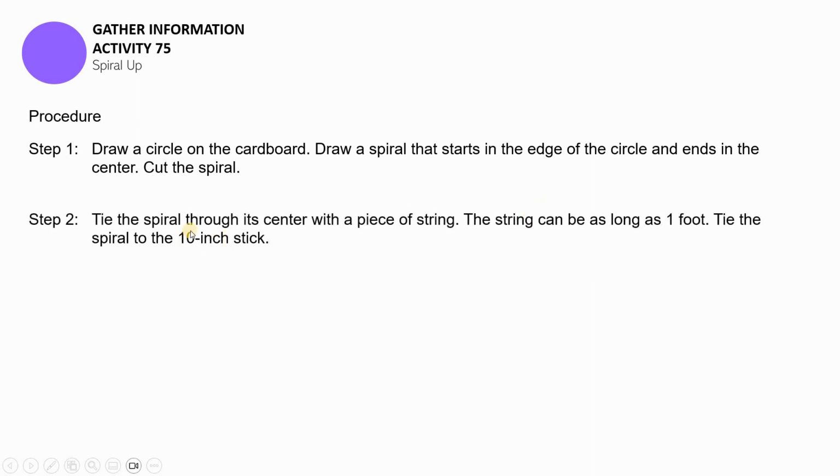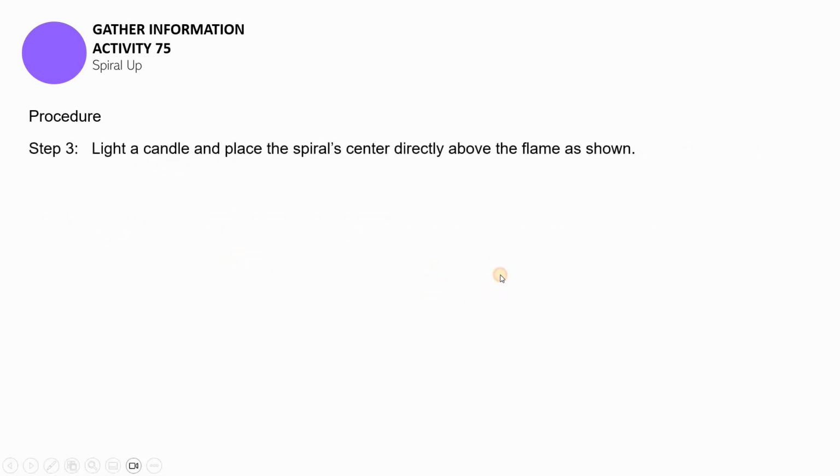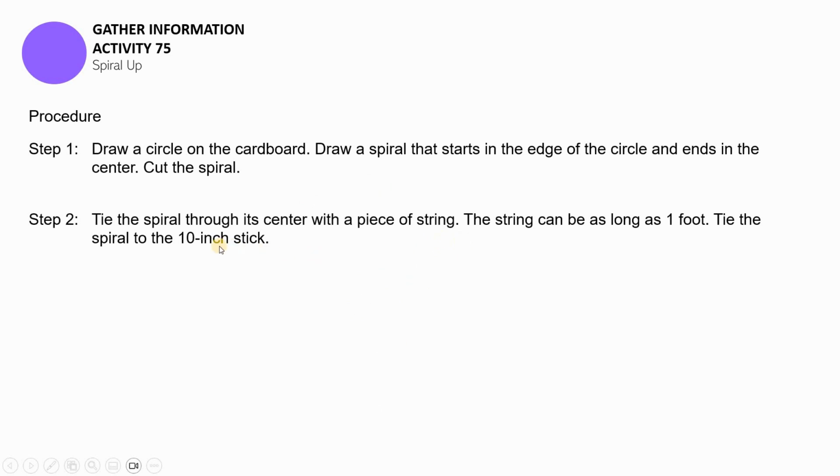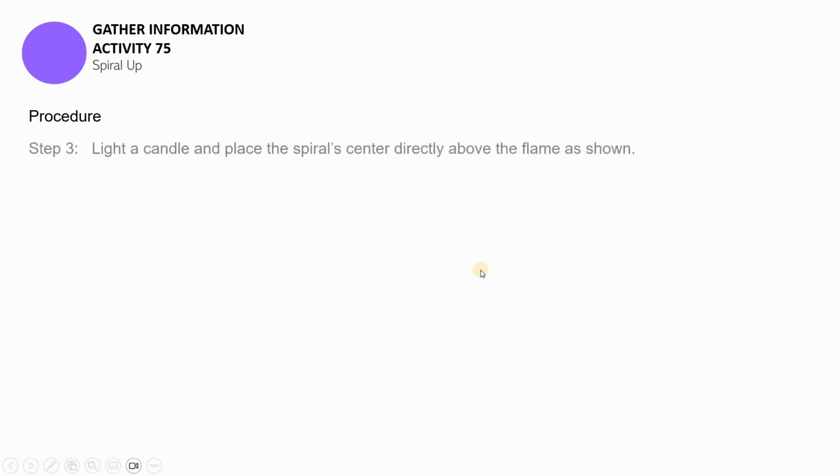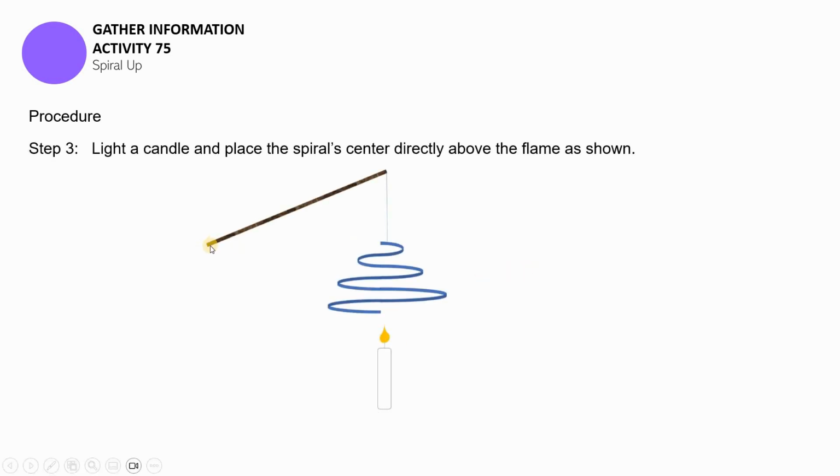And then, you tie the spiral through its center with a piece of string, and the string can be as long as 1 foot. Tie the spiral to the 10-inch stick. Okay, so how should it look like? It should look like this. Not string actually, the 10-inch stick. Okay, so it should look like this. So this is a 10-inch stick. This is a string holding up the spiral on one end.